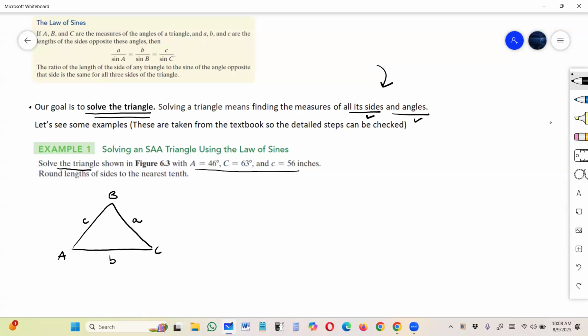So they're saying that angle A is 46 degrees. Angle C is 63 degrees. And side c is 56. So here's side c, 56 inches.